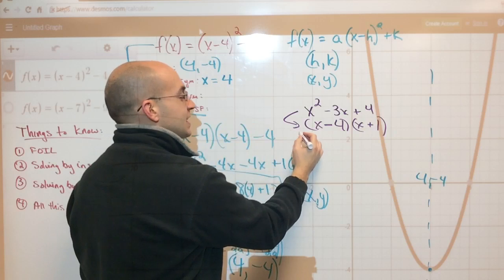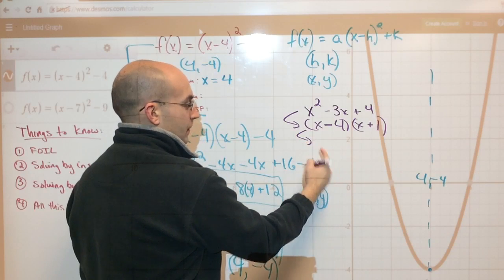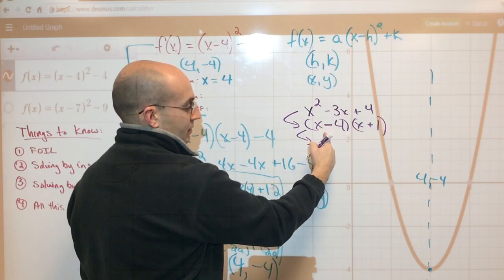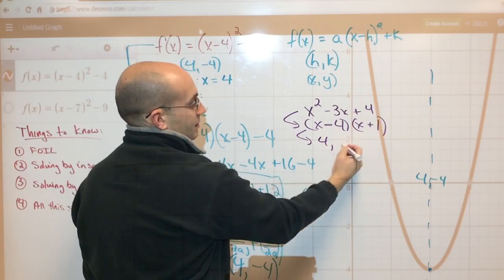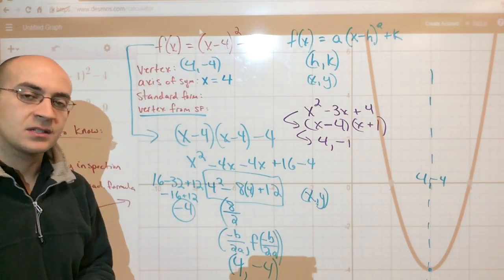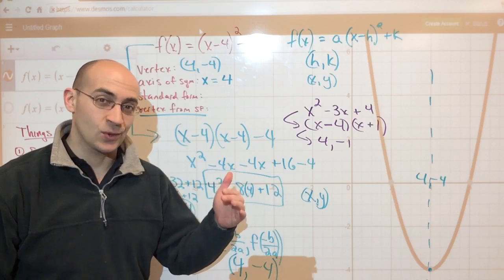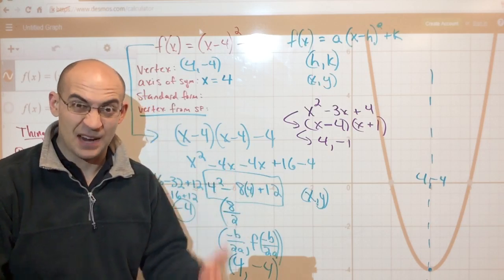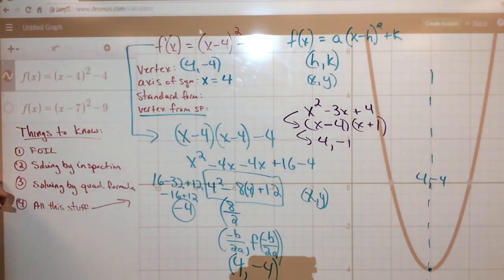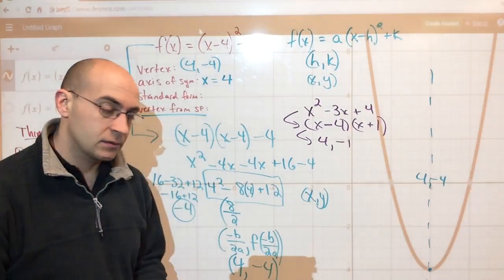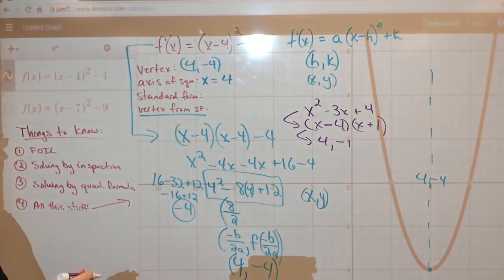And then you need to tell me what the zeros of the quadratic are. So the only thing that makes this a 0 is 4, and the only thing that makes this a 0 is negative 1. So you have to do both those things. Please make sure you read the directions because I may ask you for the factors, but I might put answer choices that are zeros, right? So be careful. You need to be able to solve using the quadratic formula.